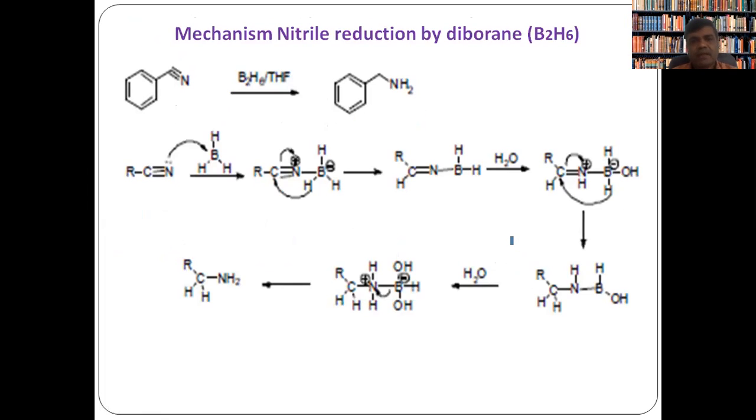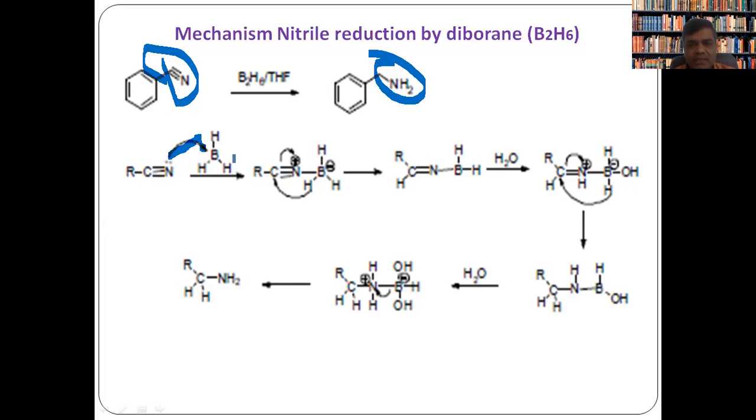Okay. Now let us have a look at the mechanism of nitrile reduction, that is C triple bond N to CH2NH2, cyanide to primary amine. Here this is C triple bond N, and this is CH2NH2. Cyanide is converted to amine. What happens in the first step? Nitrogen donates its lone pair to the boron. You can see here clearly. This is the coordinate bond.